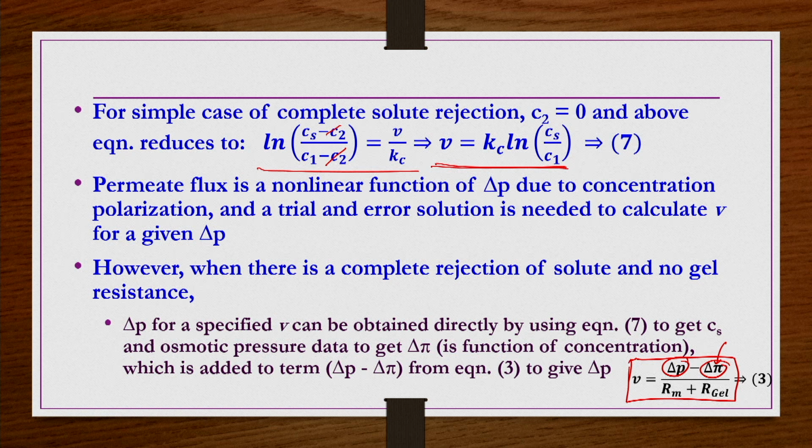So, this developed equation is used in two ways. You can directly obtain the surface concentration, or the solute concentration at the surface Cs, or you can obtain the delta P required to maintain a specified permeate flux. Either way you can use these equations.